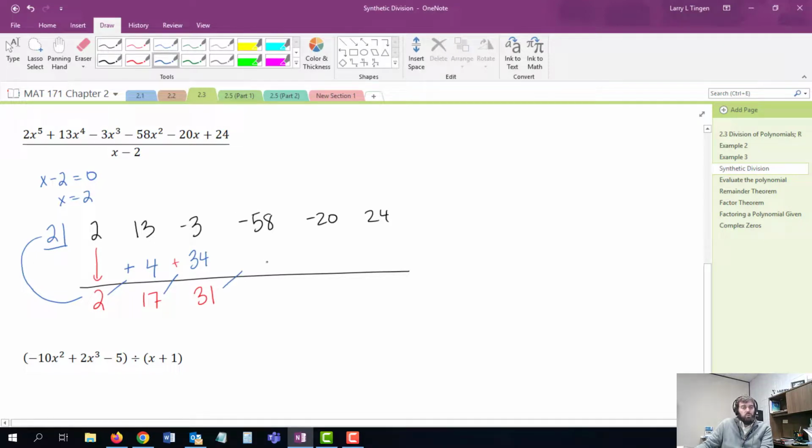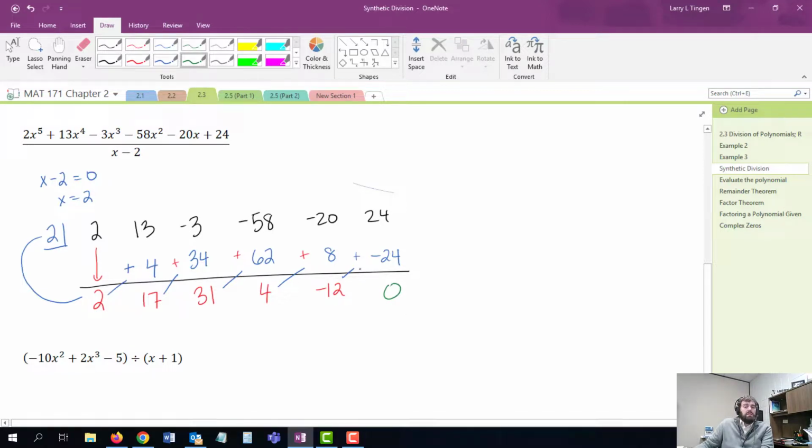31 times 2 is 62. Negative 58 plus 62 is 4. 4 times 2 is 8. Negative 20 plus 8 is negative 12. Negative 12 times 2, negative 24. 24 plus negative 24 is 0.